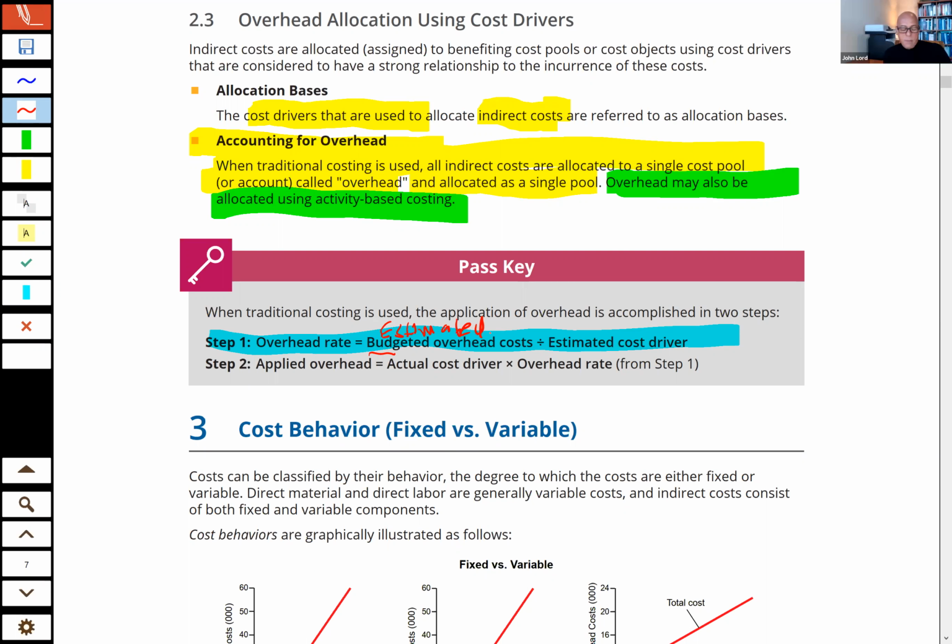So we look, and maybe we're doing this, Serena, in March of 2022, because we're trying to come up with our application rate, our predetermined overhead rate. We're trying to come up with it for 2023. So we say, okay, we estimate, we're doing this probably 6 to 9 months in advance. We're estimating that next year, our total overhead will be this, and next year, our estimated cost driver will be this.